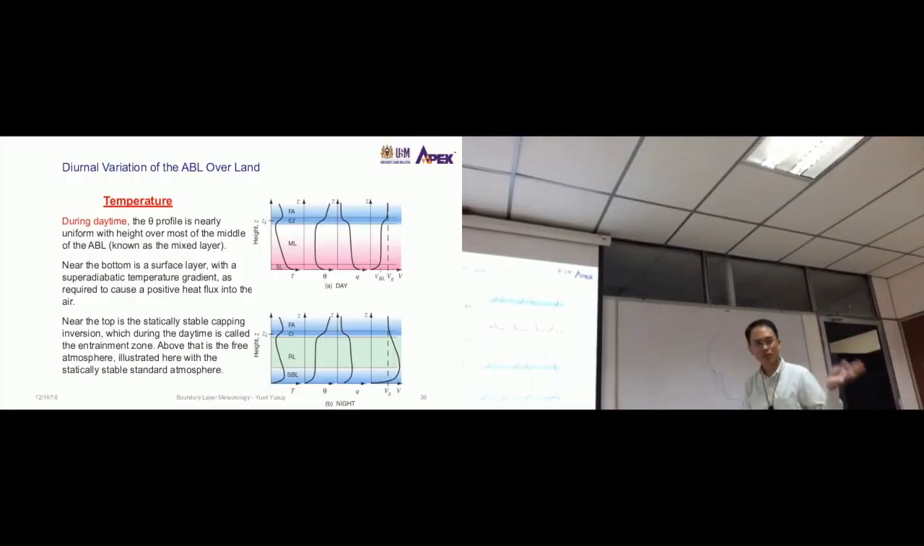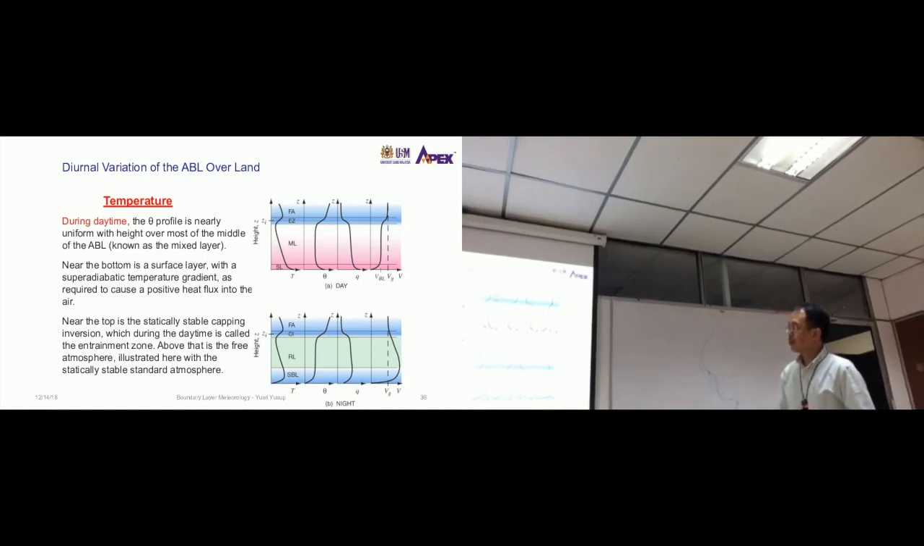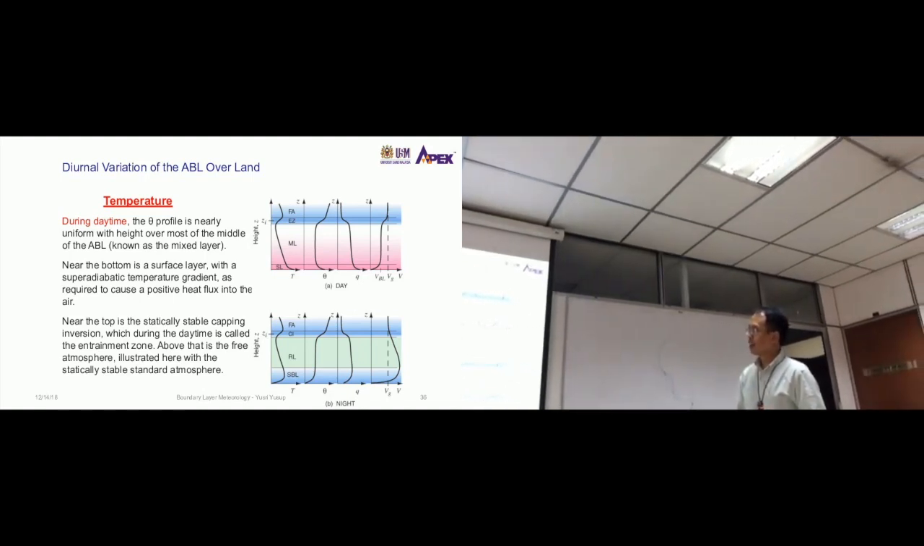This slide is about the same thing as what we discussed just now, the temperature profile. During daytime, the temperature profile is nearly uniform with height over most of the middle of the ABL. That means it doesn't change with height that much. Near the bottom is a surface layer with a super adiabatic temperature gradient.